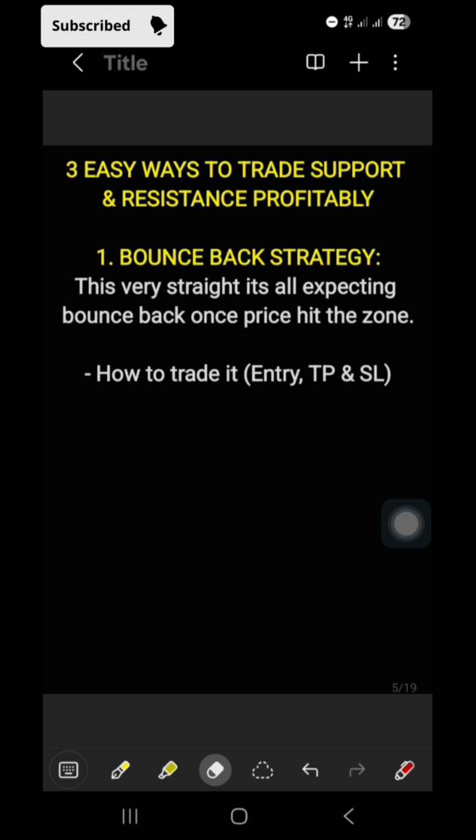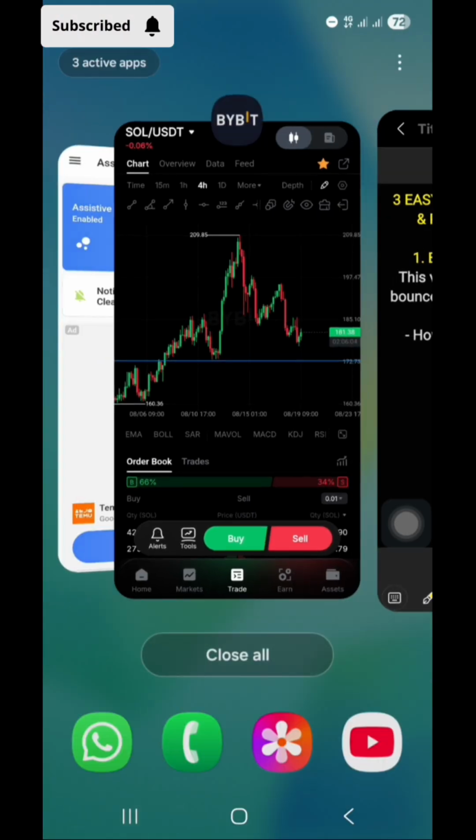But in a case whereby you are entering the trade on a short time frame, you can actually use the next support on the 1 hour time frame. Let's assume you are entering the trade on the 4 hours time frame, the next support on the 1 hour time frame. Let me do it practically for you.